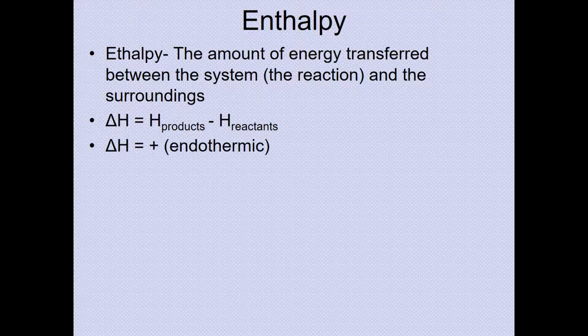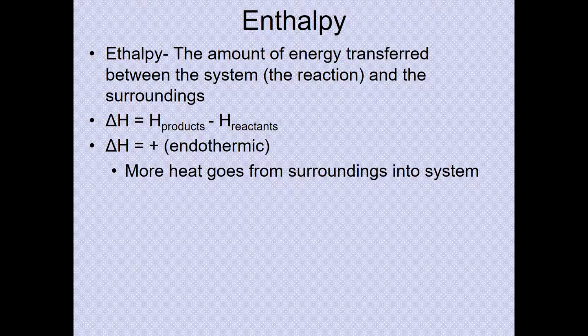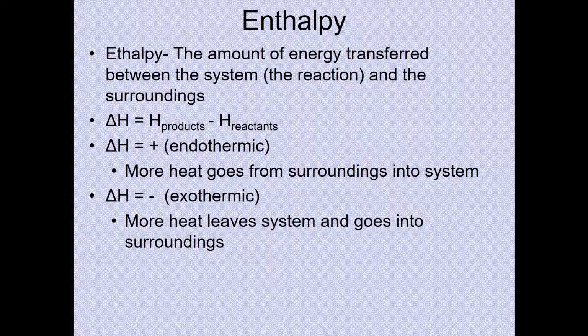Remember, if you get a positive delta H, you have an endothermic reaction. So that means more heat goes from the surroundings into the system. So you take heat that's in the air and from the light, and you're putting it into the chemical reaction. And if you have a negative delta H, it is an exothermic reaction, and heat is actually leaving that chemical reaction, which is why it feels warm to the touch, and going to those surroundings.